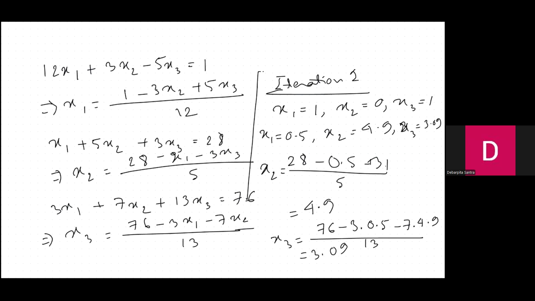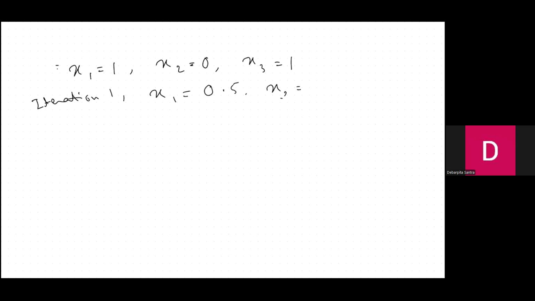But before that, we have to find the errors. Let me delete this page's contents and write down what our previous values were. What was the initial guess? x1 was 1, x2 was 0, x3 was 1. That was our initial guess. At iteration 1, we find x1 as 0.5, x2 as 4.9, x3 as 3.09.